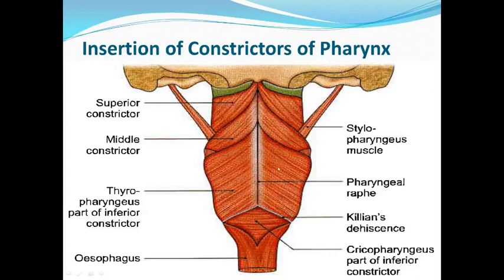Okay, now in order to define the insertion of the constrictors, you just have to write that all the constrictors will be inserted on the pharyngeal raphe, which is situated on the midline and is attached to the pharyngeal tubercle at the basilar part of the occipital bone.